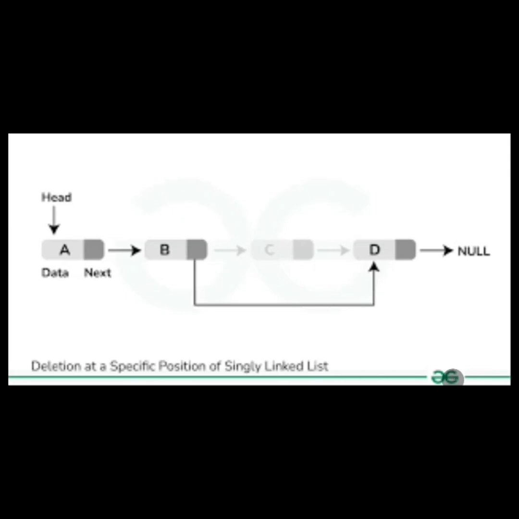This is deletion at a specific position in a singly linked list. In this particular deletion, we use the method called ignoring. Here we simply ignore the node C for deletion. B points towards D and C points towards D. So here we want to remove node C, and that's the reason we ignored C and directly pointed B towards D. If we point B to D, then obviously C is removed and ignored.